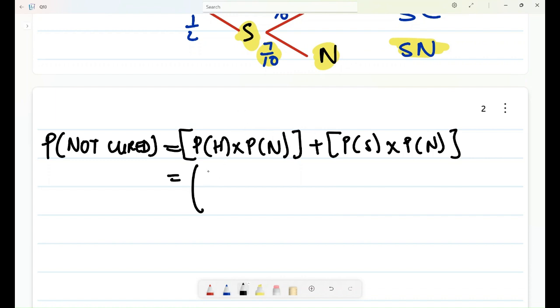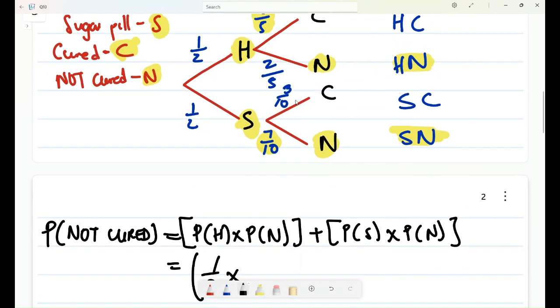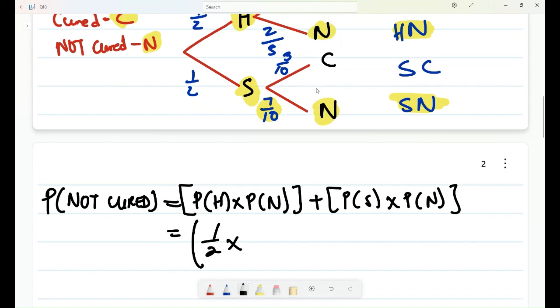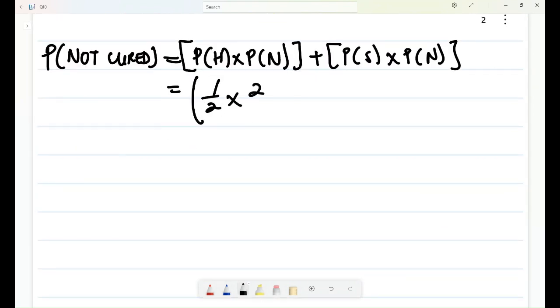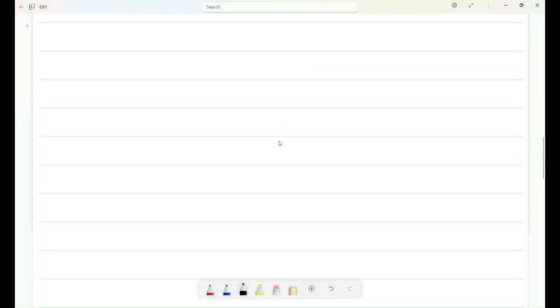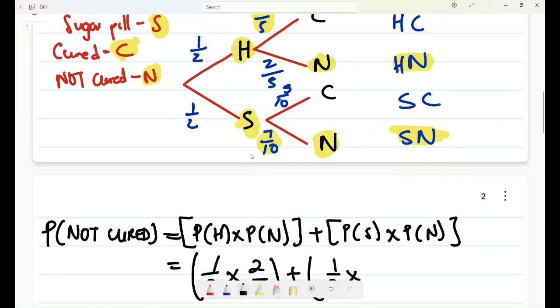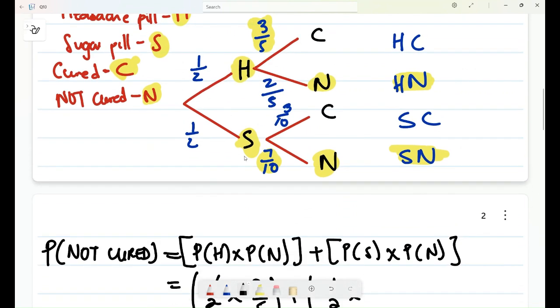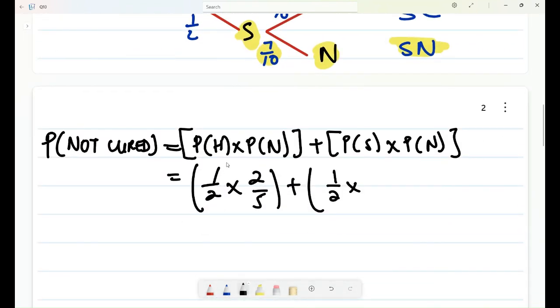What is the probability of headache? The probability of headache is half, multiplied by the probability of not cured when they took a headache pill, which is 2 divided by 5. Plus the probability that they took a sugar pill, which is half, multiplied by the probability of not cured when taking a sugar pill, which is 7 divided by 10. All right? Or is it 7 divided by 10?